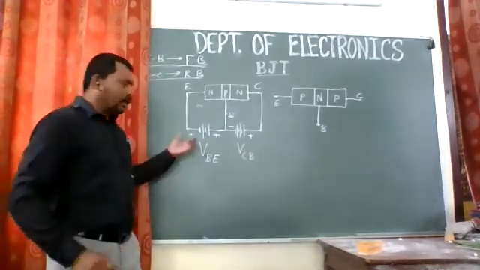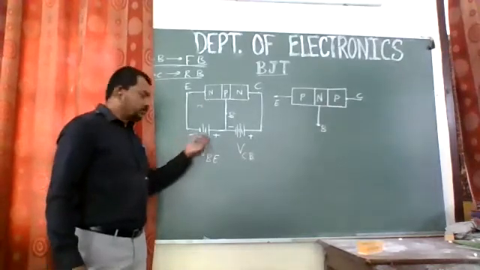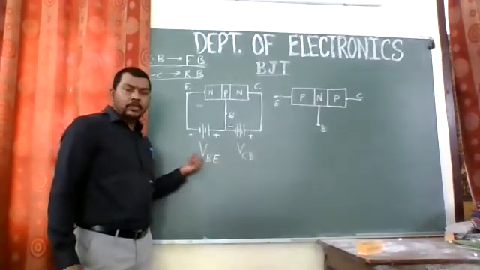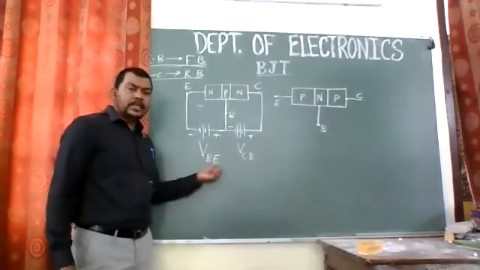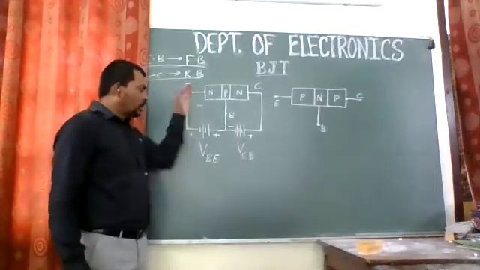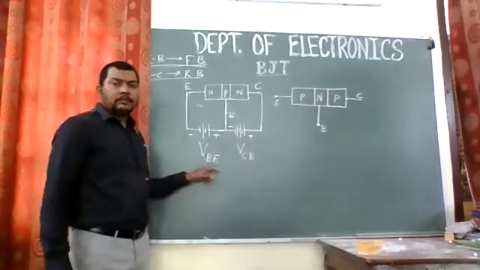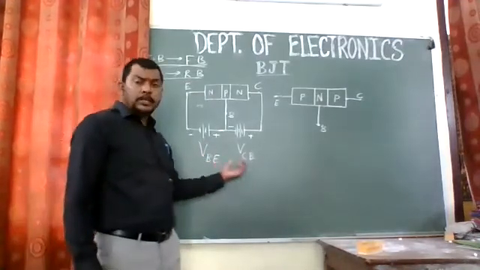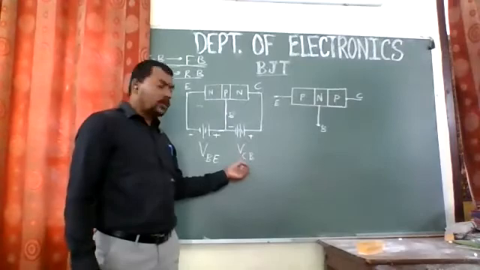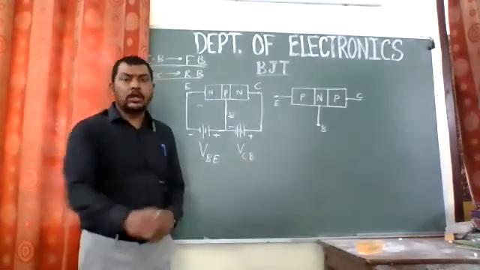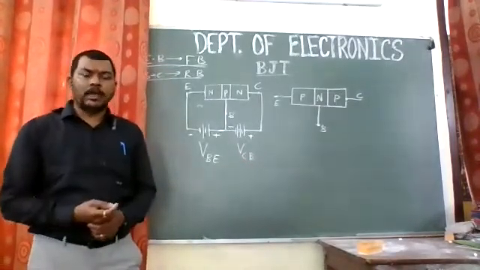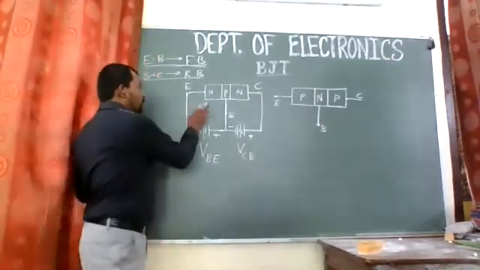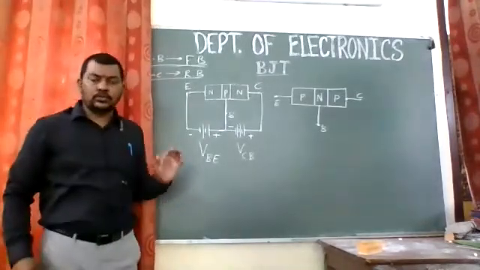Now I have written the supply name as VBE, where V stands for voltage, B stands for base and E stands for emitter. So this is the battery for the base emitter voltage. The second one is VCB, meaning the voltage across the collector base junction. Now, why do we require biasing and how does it work? That is what we need to study.